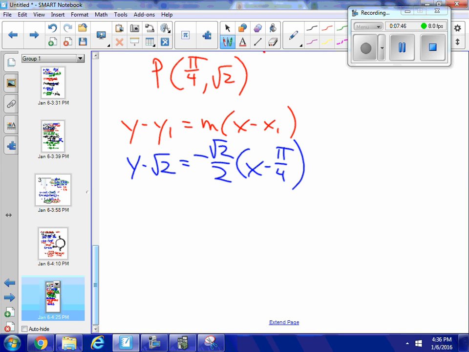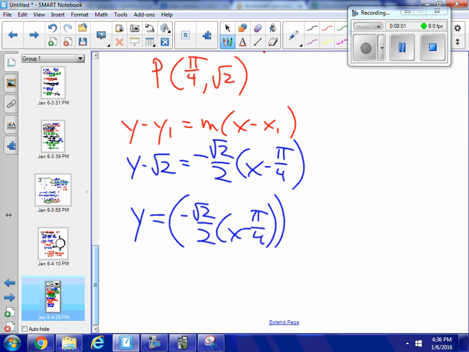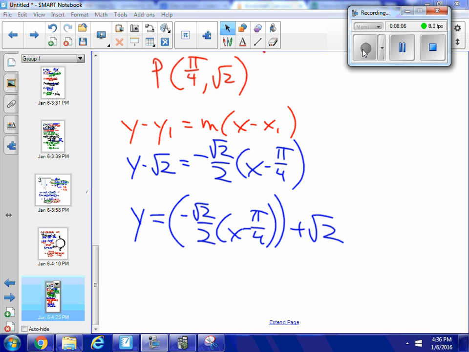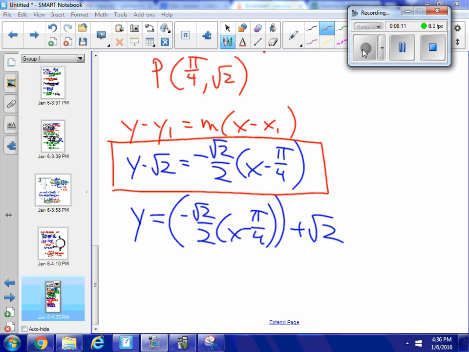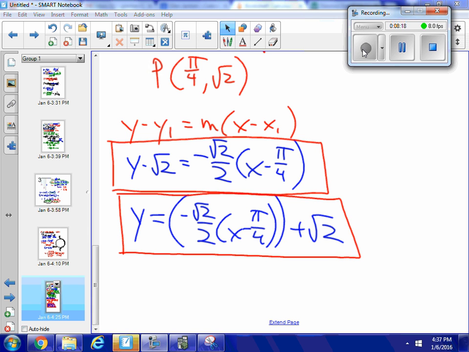And I think I'll just add the radical 2 to both sides. So I have y is equal to negative radical 2 over 2 times x minus pi over 4, plus radical 2. This is in point slope form, nothing wrong with that. But since I want to check this on my calculator, I need to put it in slope intercept form like that. So let's go to the calculator and check and see if this works.